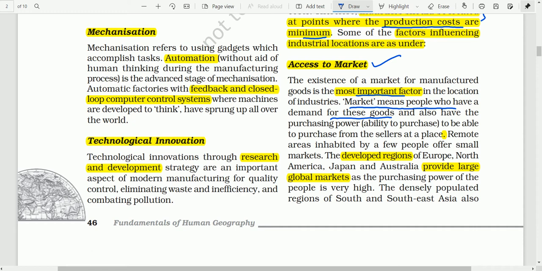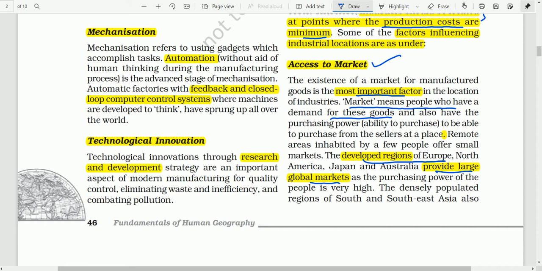Whereas the big cities, areas having a large number of population, provide a big market. Developed regions of Europe, then North America, Japan, Australia provide a large global market as the purchasing power of these people is very high. They are highly developed, and the per capita income is also high, and that is why the purchasing power is also high. So they provide a very good market.